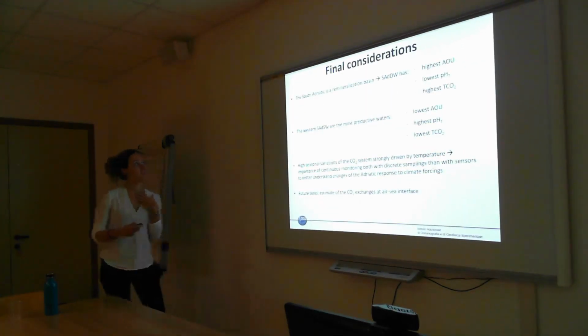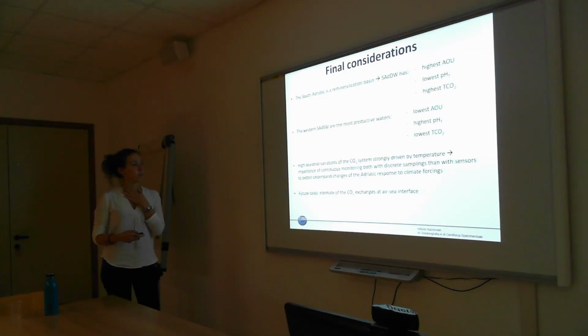So to conclude, we saw that the South Adriatic is a remineralization basin, and in fact, the dense waters have high apparent oxygen utilization, the lowest pH, and the highest TCO2, while the western surface waters are the most productive with the lowest apparent oxygen utilization, the highest pH, and the lowest TCO2.